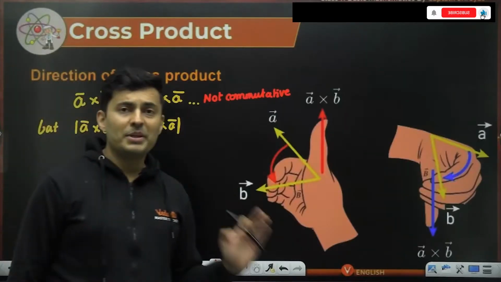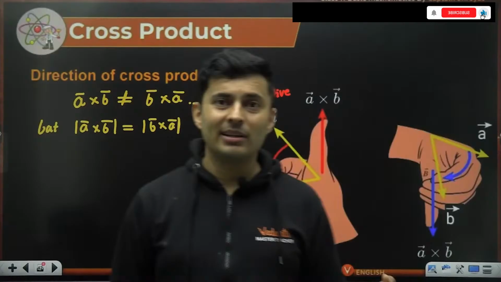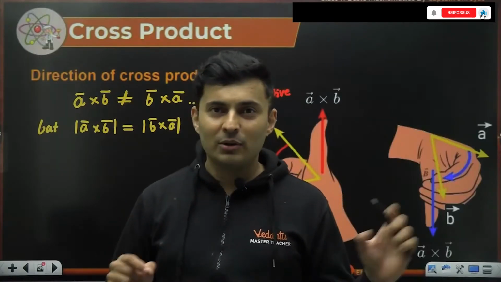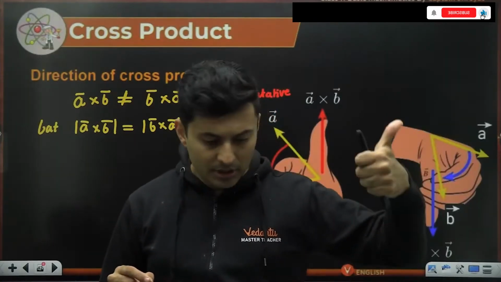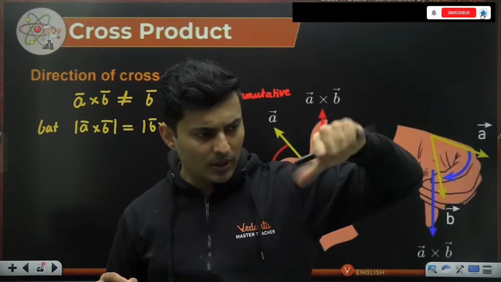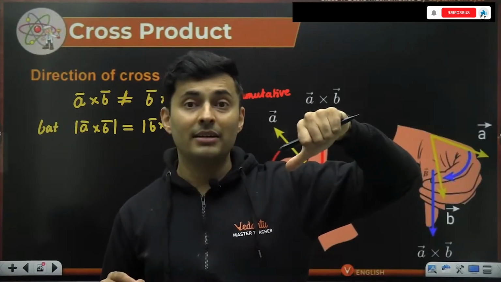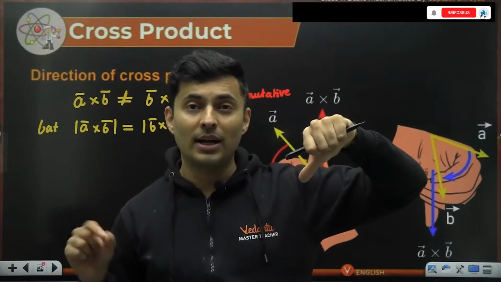Another thing, common mistake which many students do in the exam hall. You are writing and you have to do cross product. A cross B, okay, like this, A is here, B is here, okay, A cross B is here. You forget that you are using your right hand for writing purposes.